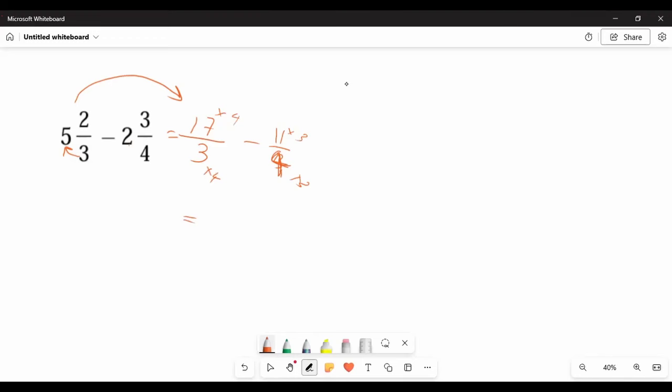Sir, how to divide fractions? I'll come to that. After completing addition and subtraction, we'll go to the next one.